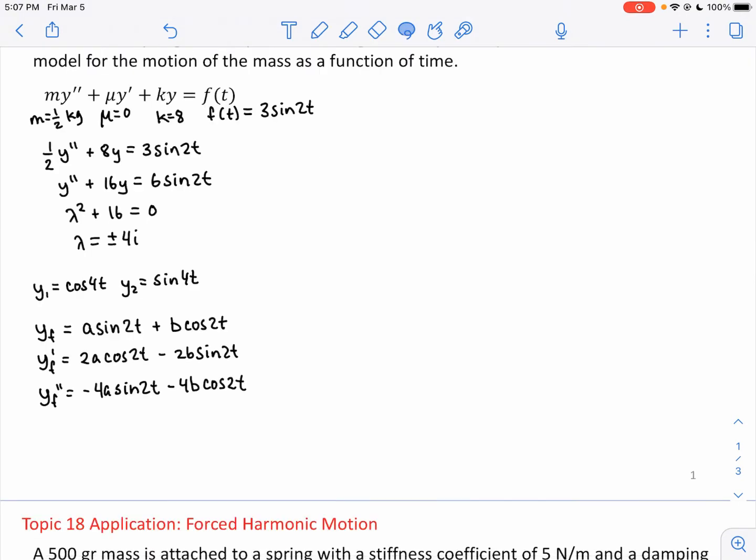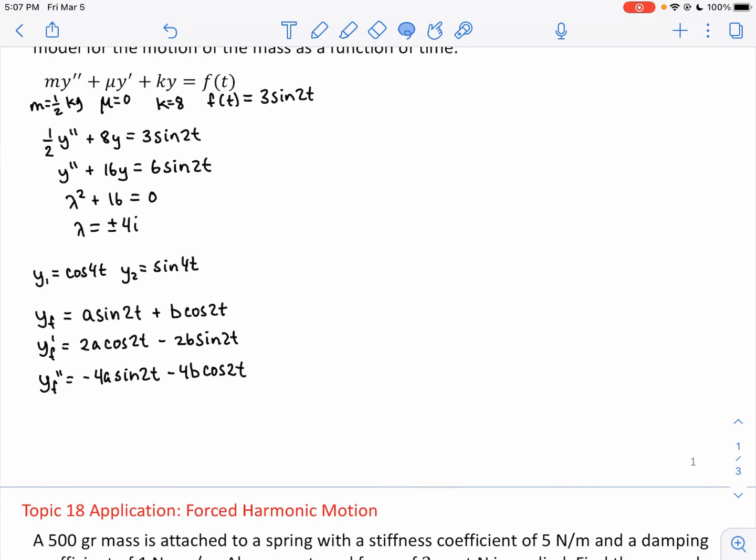Now I want to plug these into the differential equation and try to determine what a and b are. I'll do that work up here on the right, in this space here. I'm going to take y double prime, this expression right here, and plug it in for y double prime right there. So I'm just going to copy paste this. Okay, so there's my y double prime.